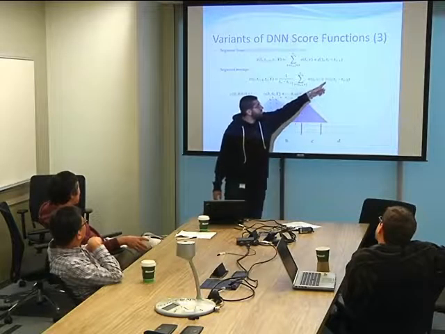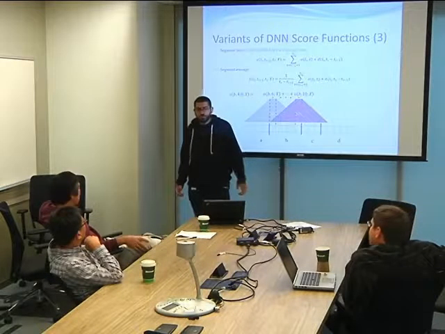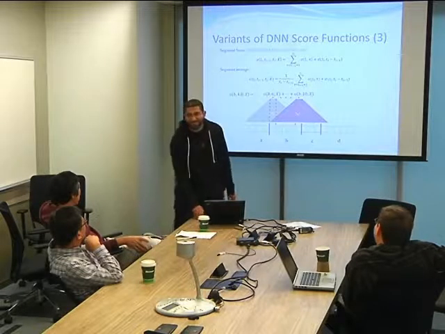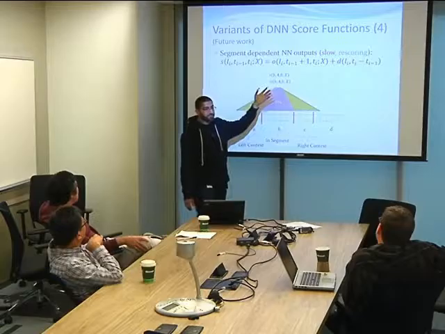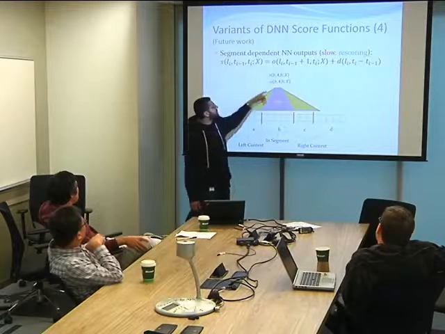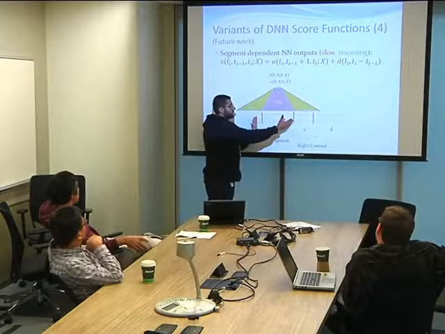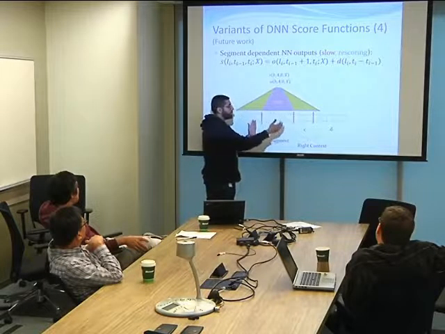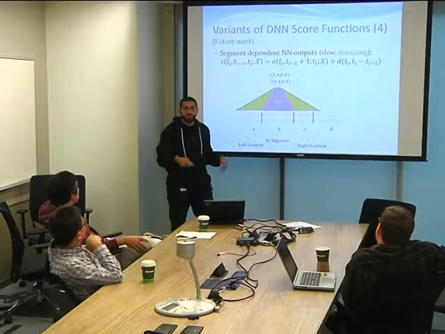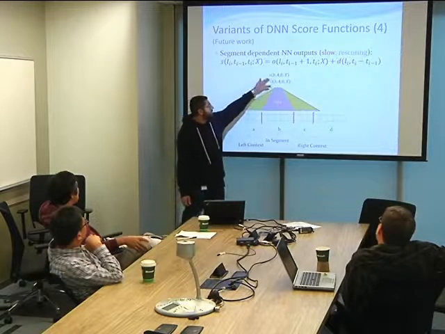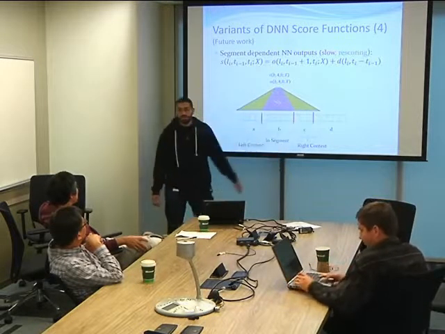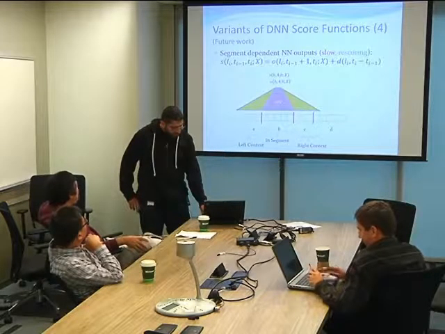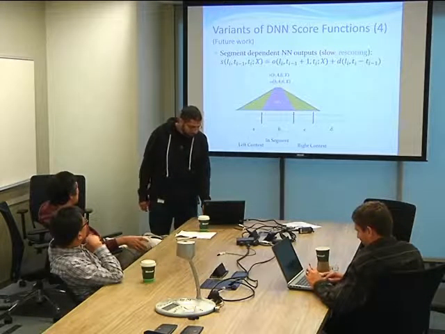And also we can use duration model scores, but in my experiments I didn't use them. This model also allows more complex models, but they will be slow and for rescoring only, to get segment-dependent neural network outputs to combine. Maybe normalize the segment size as an input to the neural network, then compute one score for the whole segment and add some frames for right context and left context. But this is for future work.